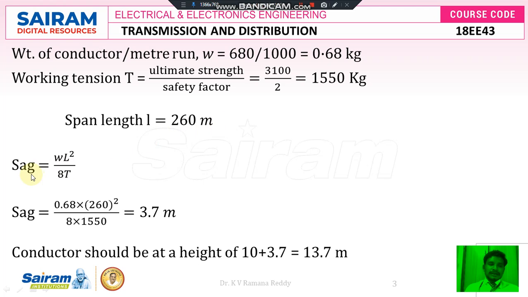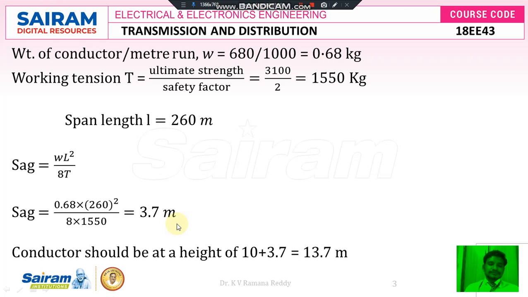Now we have to calculate the sag. To calculate the sag, we know the formula: sag S is equal to WL square divided by 8T. So S is equal to W, that is the weight of the conductor, 0.68, into the length of the span 260 meters, whole square, divided by 8 into T, where T is the working tension, that is 1550. So 0.68 into 260 whole square divided by 8 into 1550. After simplification, we got the sag S is equal to 3.7 meters.